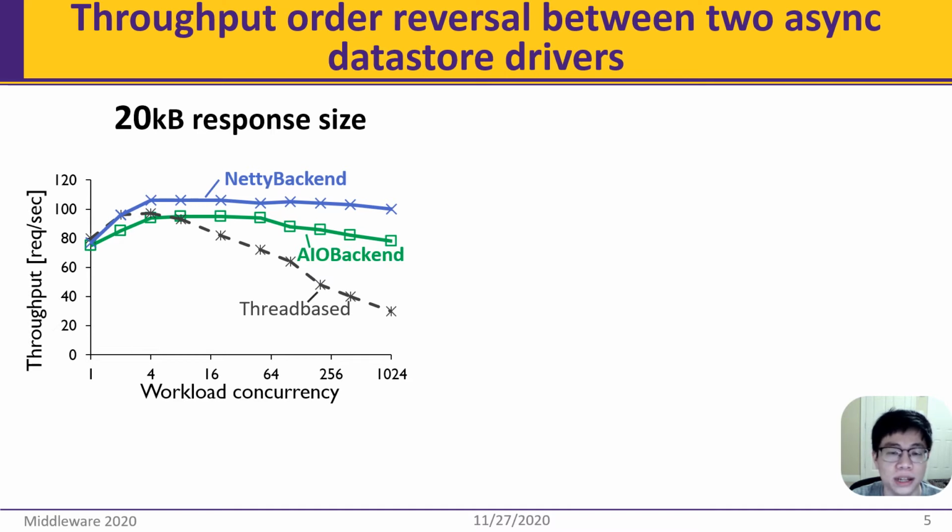This is because of the multi-threading overhead. The native backend and AO backend still achieve high performance at high workload concurrency. The native backend achieves higher throughput than the AO backend. It is because the AO backend also suffers from multi-threading overhead. Due to time constraints, please refer to our paper for details.